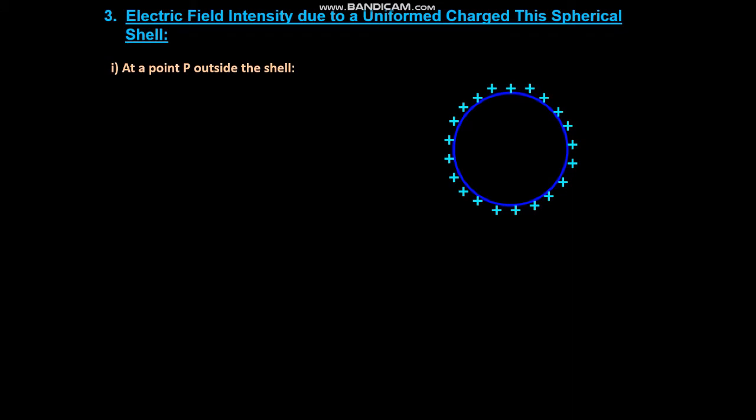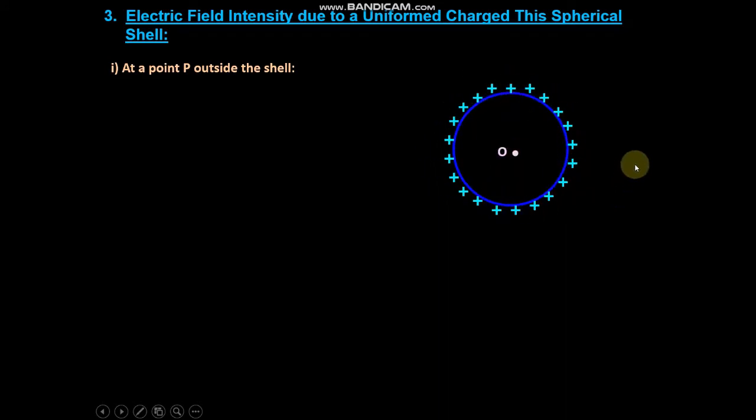Next topic is the last application of Gauss theorem, that is electric field intensity due to uniformly charged spherical shell. Now there are three cases in this. The first case is at a point P outside the shell. So what we do is we take a shell, this is a charged spherical shell, and charge is residing on the surface of the shell.